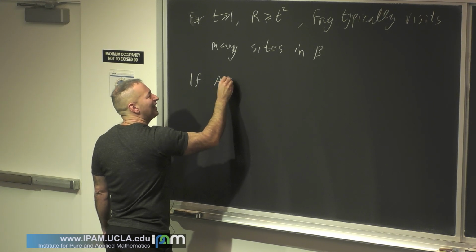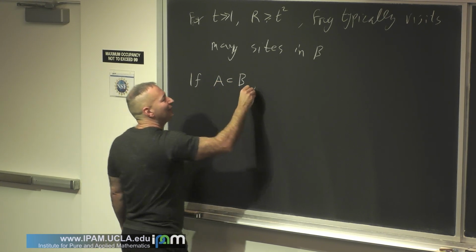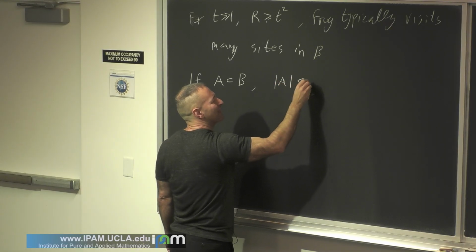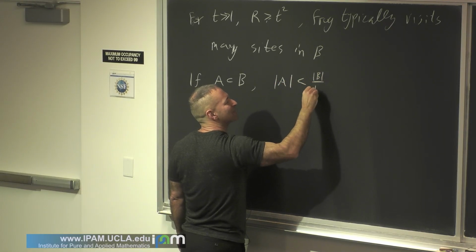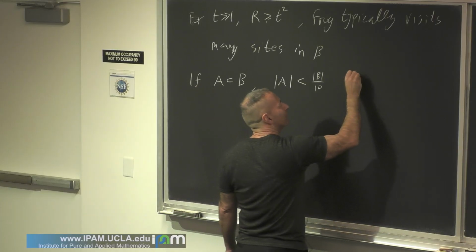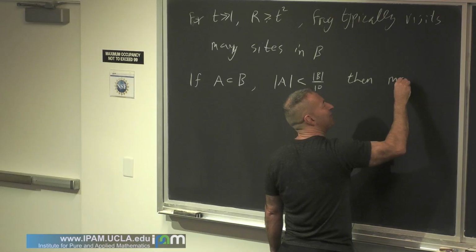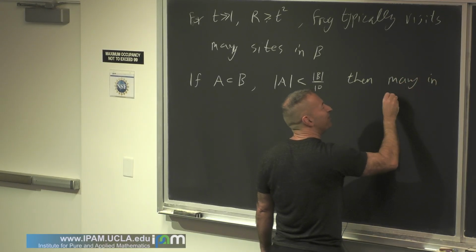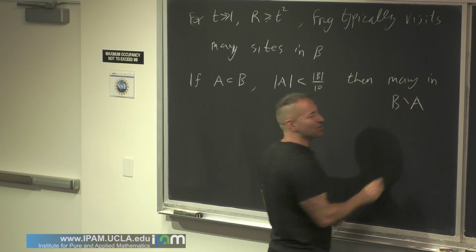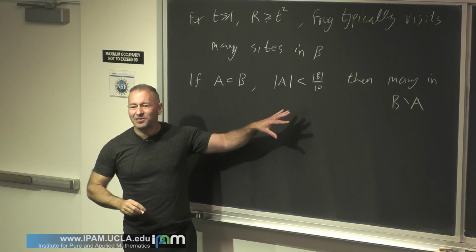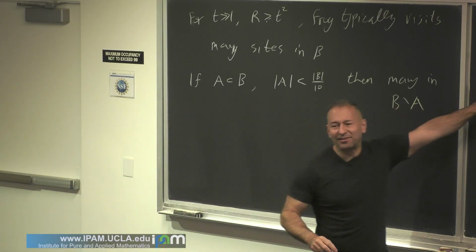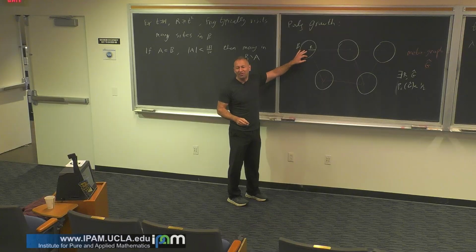So if you have a set A inside the ball B, and the size of A is less than, let's say, B over 10, then you get many new sites in B minus A. So if you have some subset A here that has already been explored, then a frog anywhere in the ball is reasonably likely to visit many new sites.